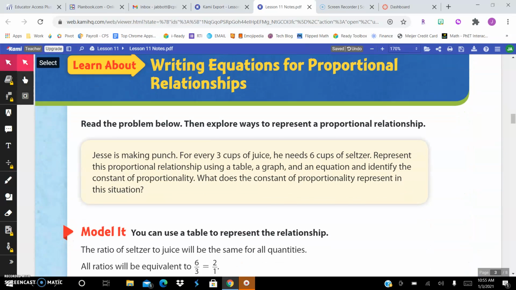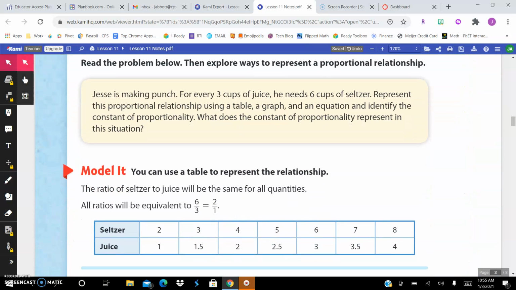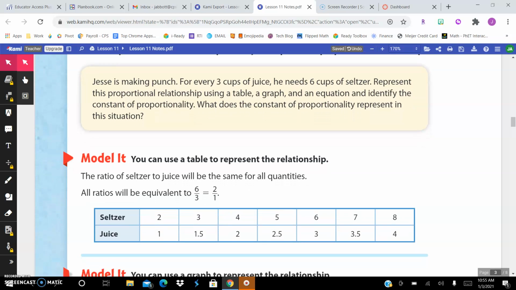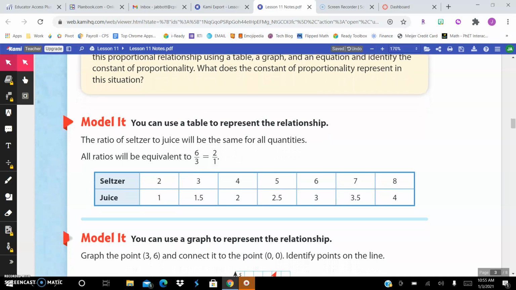All right. Next problem here, Jesse is making punch. For every 3 cups of juice, he needs 6 cups of seltzer. Represent this proportional relationship using a table, a graph, an equation, and identify the constant of proportionality. And what does the constant of proportionality represent in this situation?